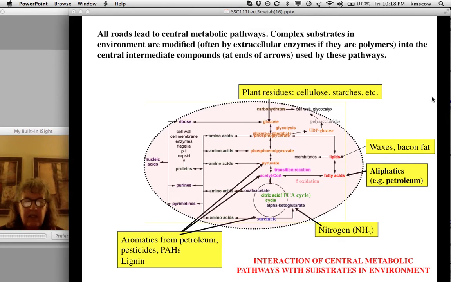So anyway, there's an overview, and hopefully it's not too painful, and you can understand the importance of these central metabolic pathways for organisms to make energy and build cells from this vast variety of different forms of organic compounds. We've been focusing on organotrophs here, with nitrogen as a nutrient a little bit as well. But this vast variety of different opportunities out there, and how they interact with this very conserved small number of central metabolic pathways and central intermediate compounds.